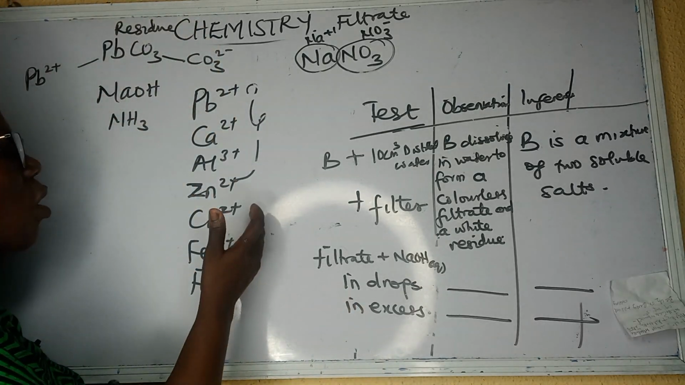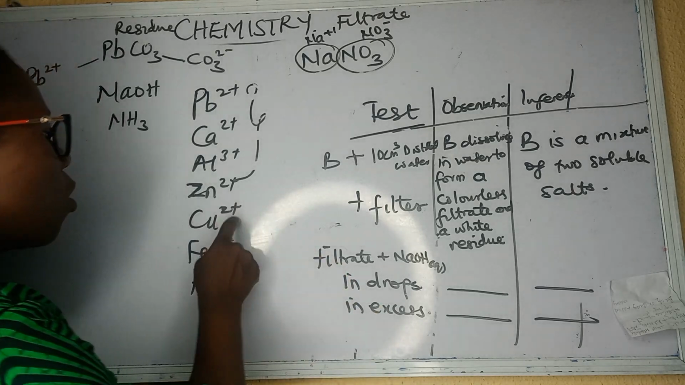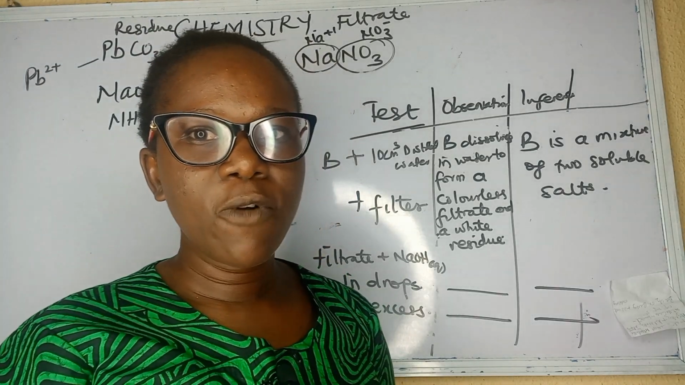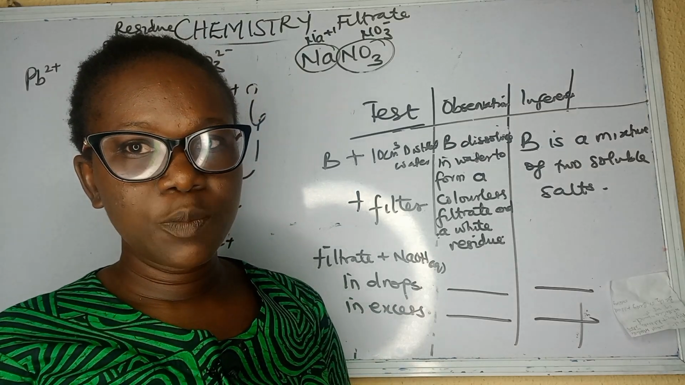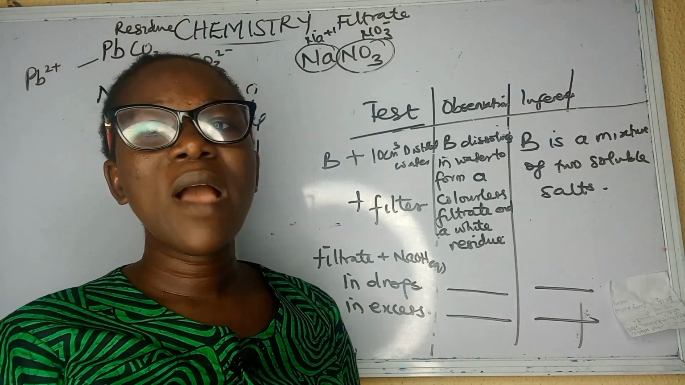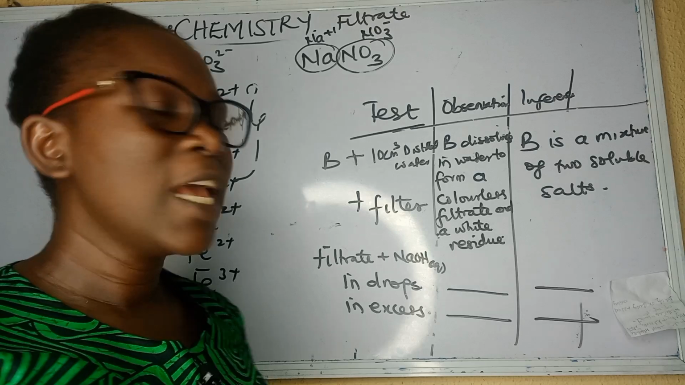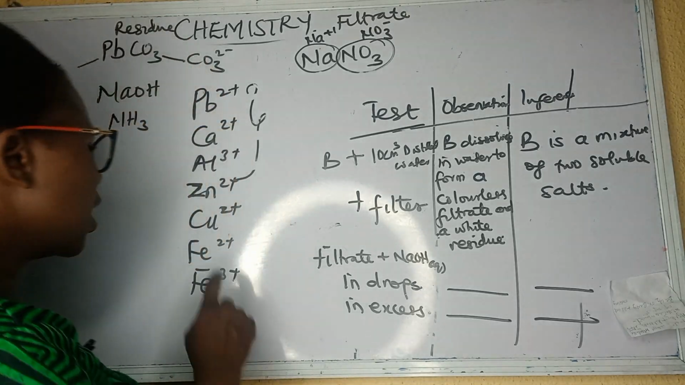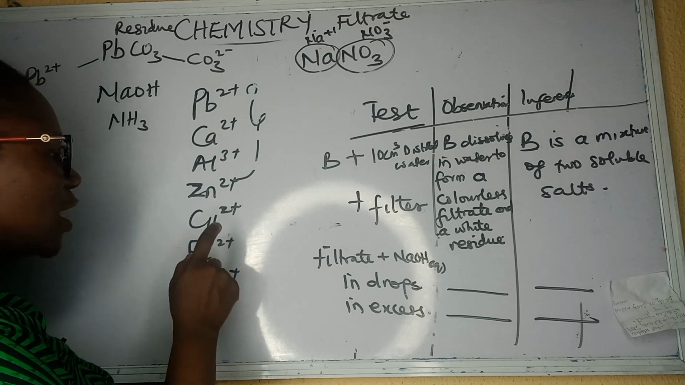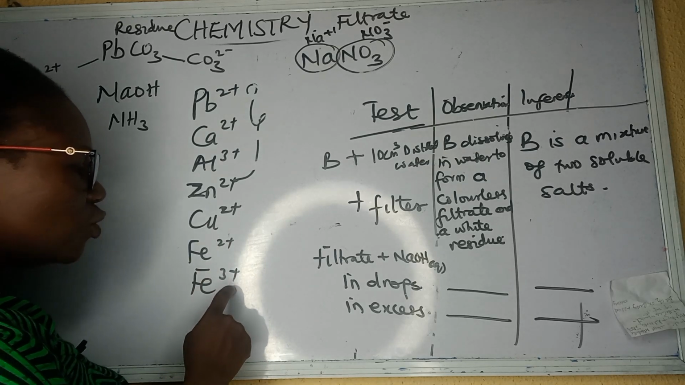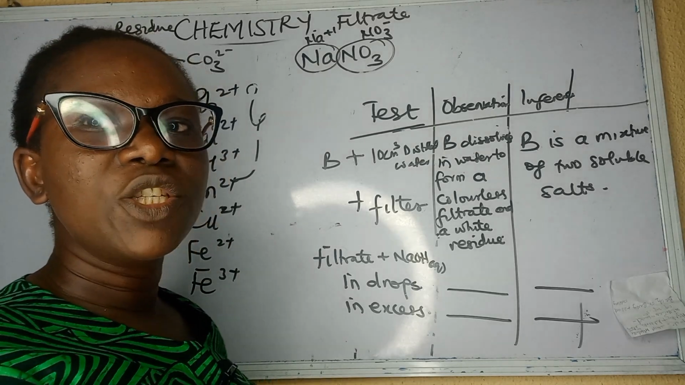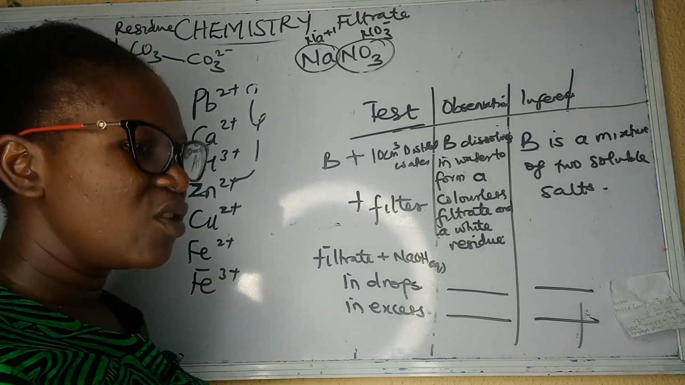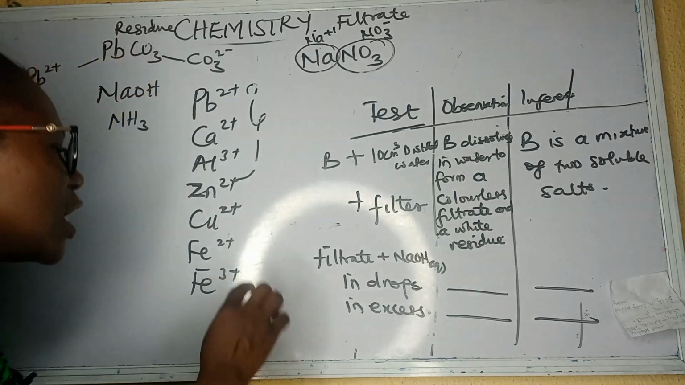Now, they all have different reactions. Copper and sodium hydroxide: when you add it in drops, it will form a pale blue precipitate. When you add sodium hydroxide in excess, it will still be a pale blue precipitate, insoluble in excess. When you add sodium hydroxide to iron 2 and 3 in drops, they will form a green precipitate and a reddish brown precipitate respectively. When you add them in excess, they will remain insoluble.